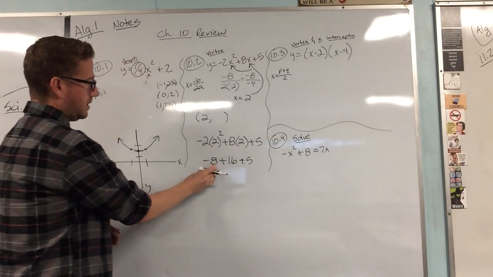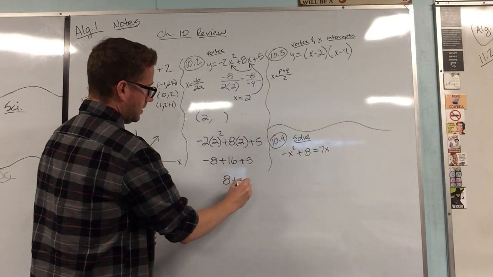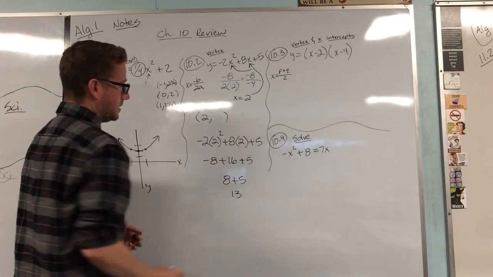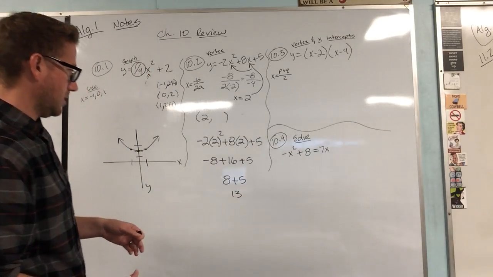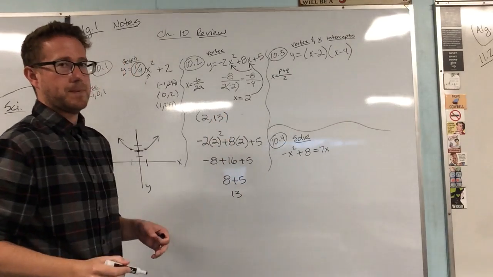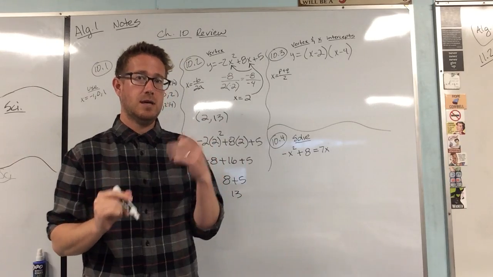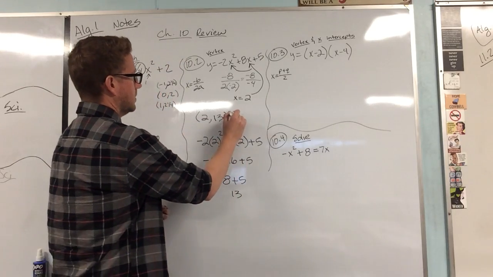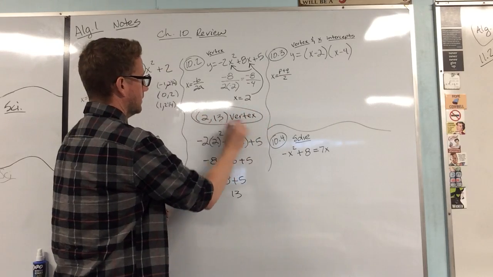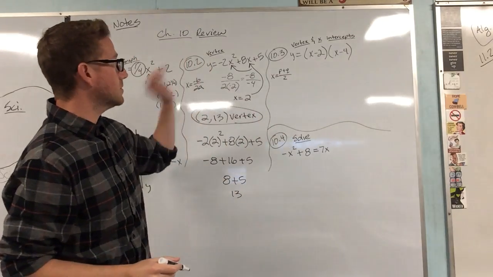All right, let's see what we got. Negative 8 and 16 are going to make a positive 8, plus 5. And that's going to give us 13 right there, I believe, right? That's going to give us 13, which is our y value. And then that y value completes the information needed to get the vertex. So this right here is our vertex. And that's all I need for you to get from section 2.